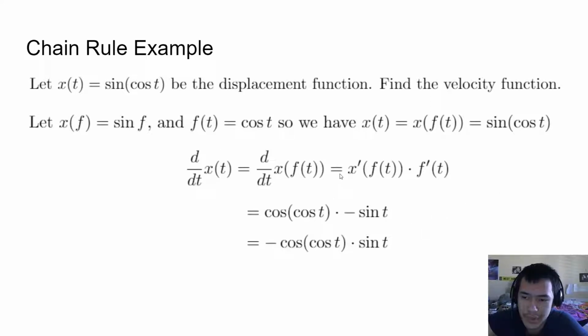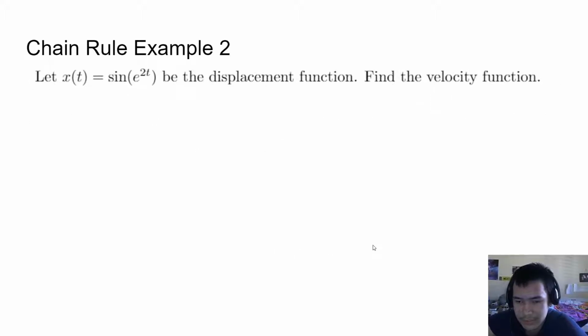Now when we take the derivative, we do x prime of f of t times f prime of t. So our derivative x prime is just cosine of f, and now since we're plugging in f of t as our input, we have cosine of t times our derivative of f of t, which is just negative sine. So our answer is negative cosine of t times sine of t.